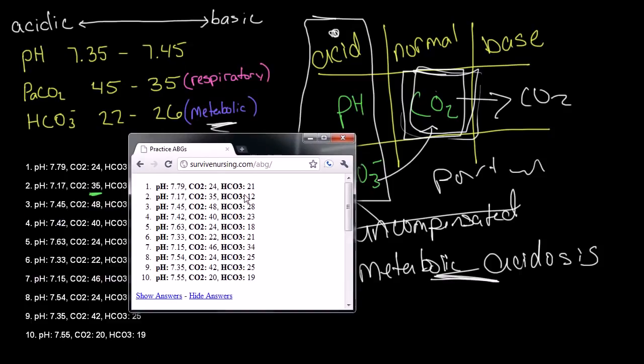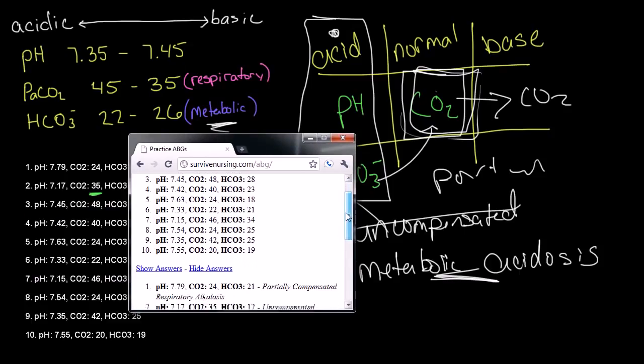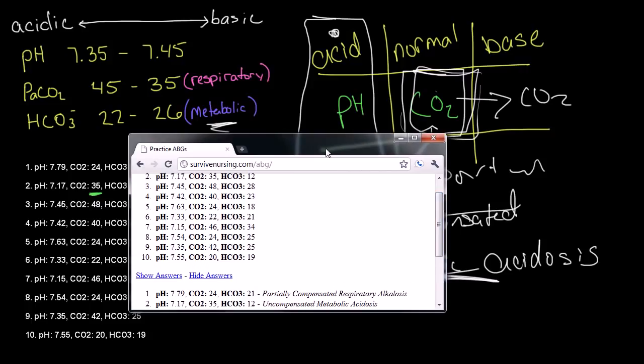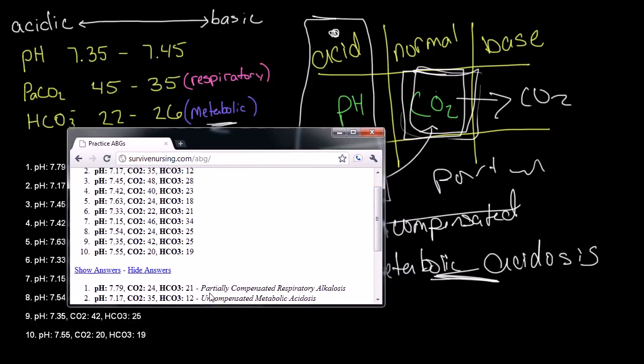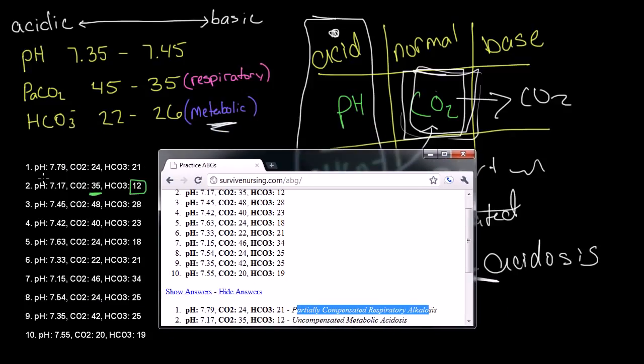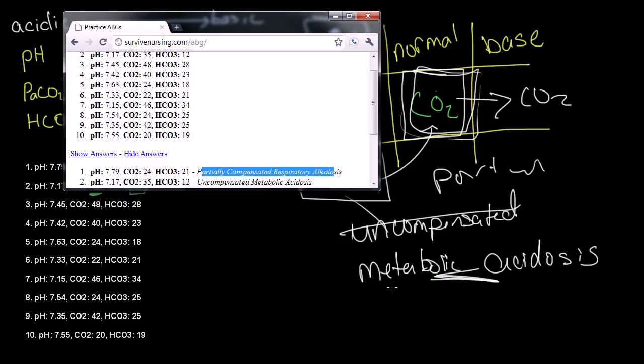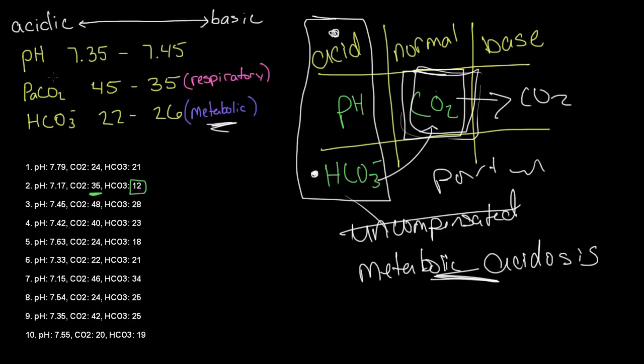And let's double check these first two answers. Let's bring this website back over here, click Show Answers, and I'm going to see if I can only show you these first couple at a time. Okay, so this first one was partially compensated respiratory alkalosis. Remember, that was our first problem. That was this one right here. And this new one that we just solved was uncompensated metabolic acidosis. This matches our problem.